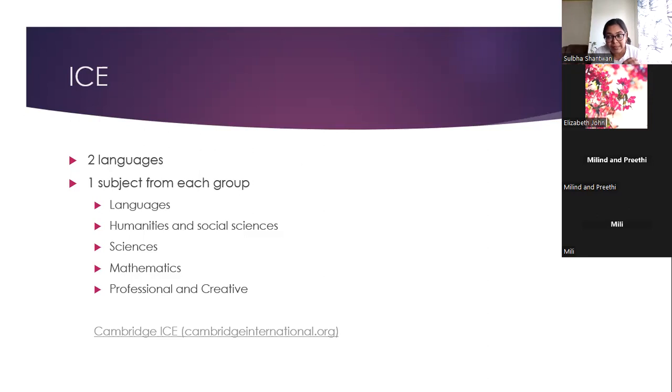But if you're doing ICE, which is a 7 subject mandatory thing, you need to compulsorily have 2 languages, of which English is mandatory, and the second can be any foreign language. And then you will have to choose 1 subject from each of the groups. So 1 subject from humanities, one from sciences, maths, and professional and creative development. So you need to select all of these subjects mandatorily. So that makes your total of 7 subjects.